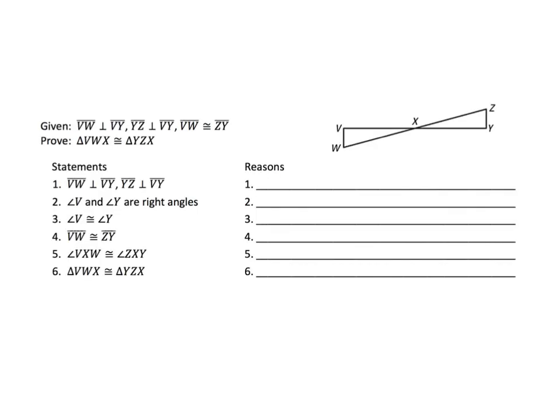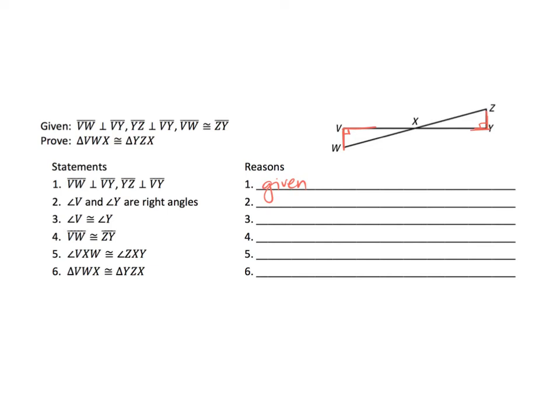So here's what a proof using angle, angle, side may look like. Our two sets of perpendicular lines, so VW and VY, okay, that's a given. And then YZ and VY are perpendicular. So those are pairs of perpendicular lines.